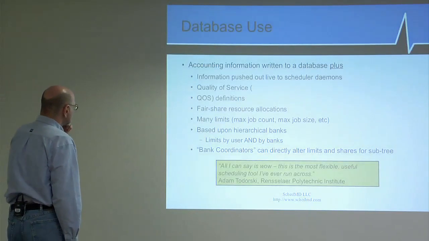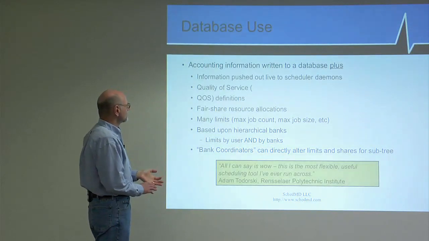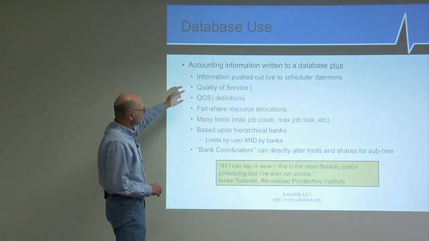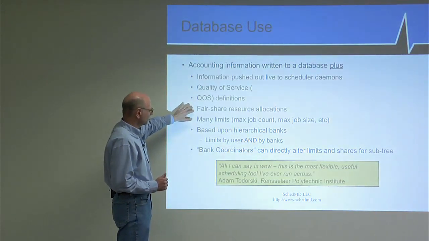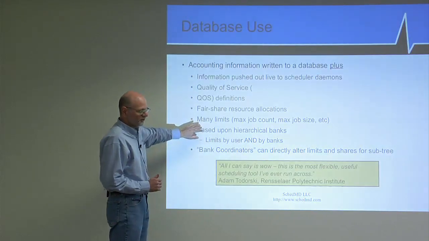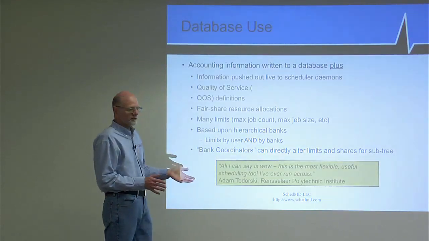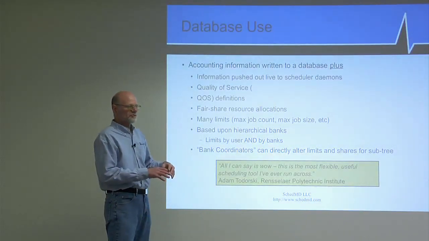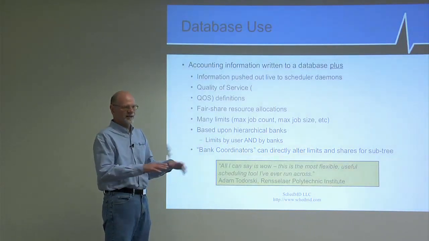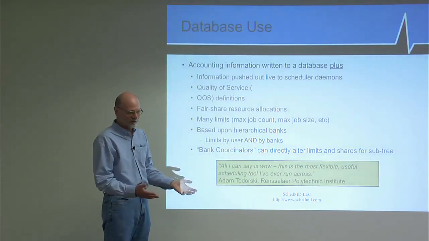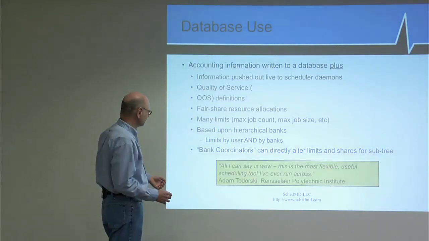In terms of your database use, this shouldn't have been split here, but besides the accounting information, there's information about quality of service, sorry for the split here, and fair share resource allocation. There are a multitude of limits which can be set on a user, a group, and also aggregate limits. So you can say, I want to limit this group to no more than 10 running jobs, and I want by default to have every user in there have no more than 2 running jobs at a time, but Ralph's special, so I'm going to let him run 4 jobs at a time, things like that.